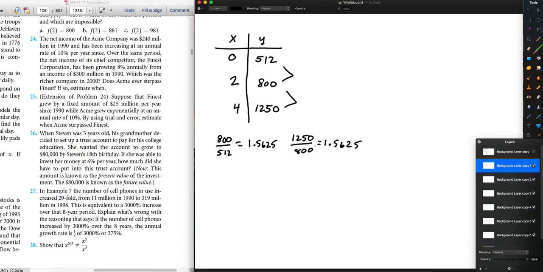When Steve was 5 years old, his grandmother decided to set up an account to pay for his college. At Steve's 18th birthday, she wants to have $80,000 in the account to pay for college. The account pays 6% per year, and we want to figure out how much she started with. So this is an exponential growth function, and what we're looking for is the initial value.